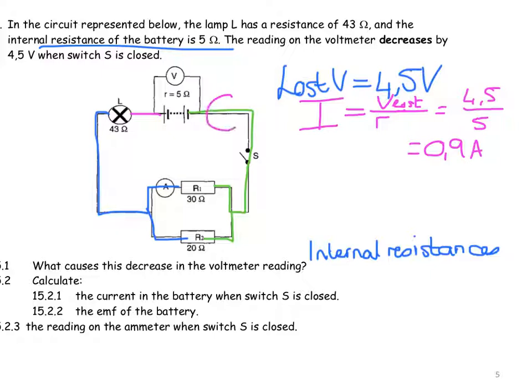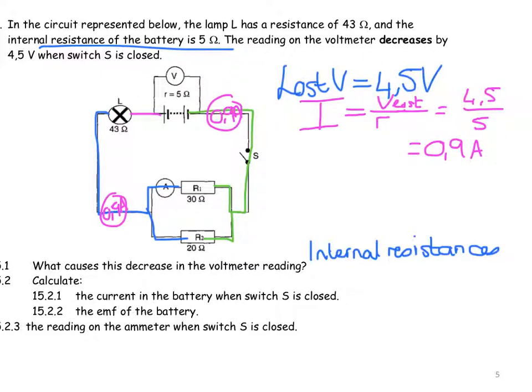Where is that true? That is 0,9 amps anywhere on the main branch of the circuit. So we want the current in the battery. We can use the information about the battery in order to get that information.